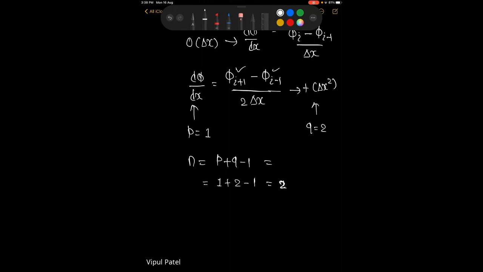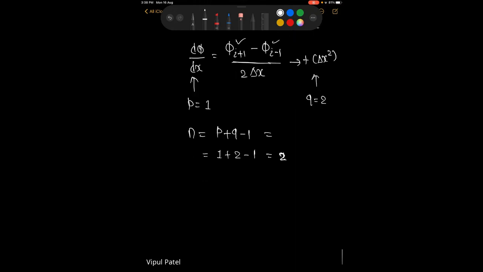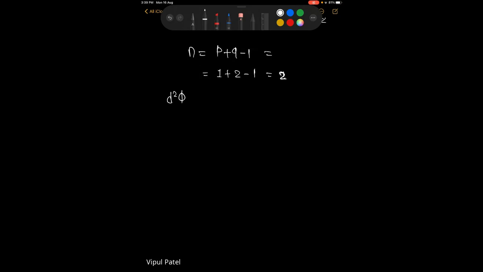Okay, so now let's suppose I ask you to write an expression for the second order derivative, d square phi by dx square, with an accuracy of, let's suppose, delta x. Okay, and you can use any one-sided approach.